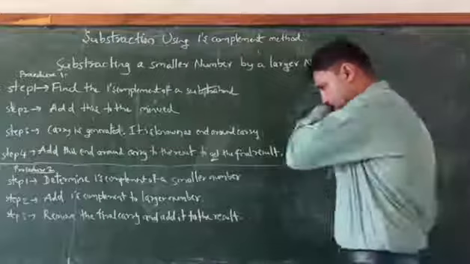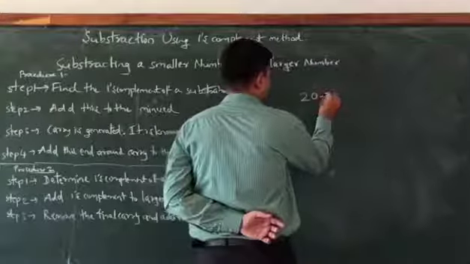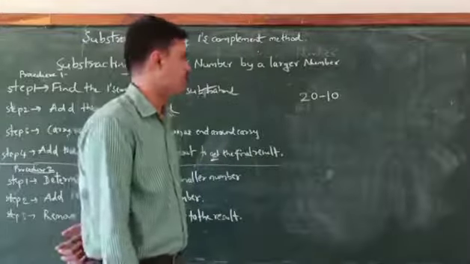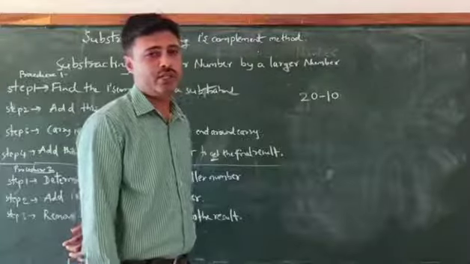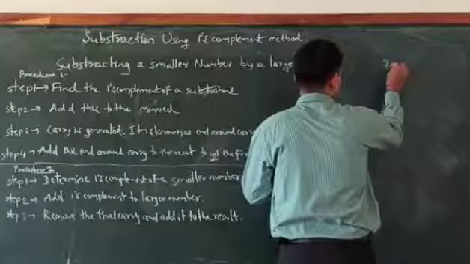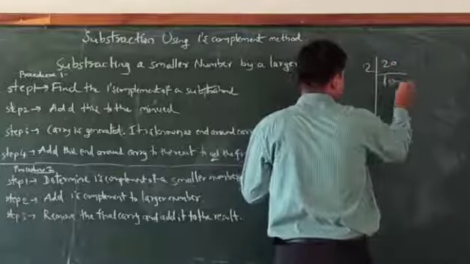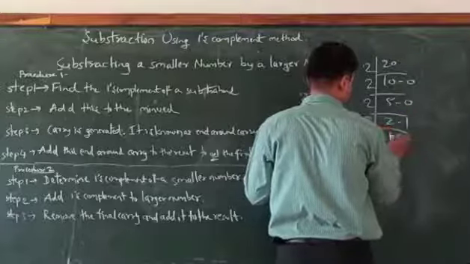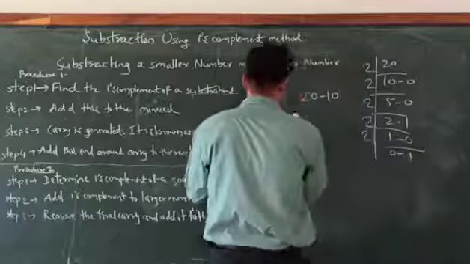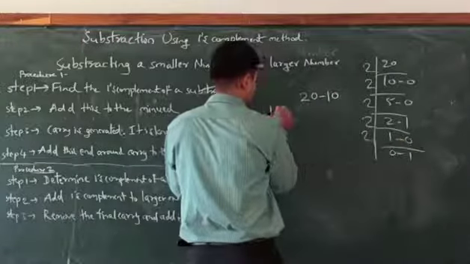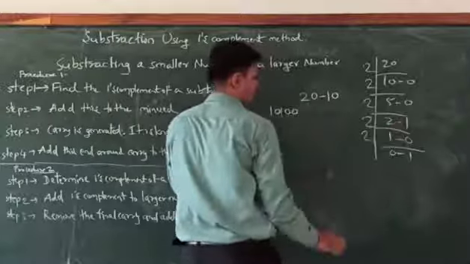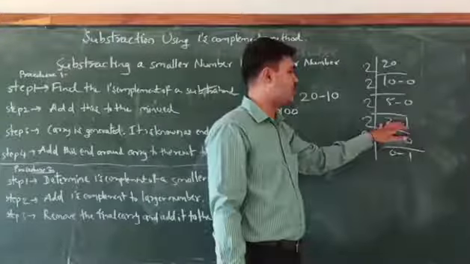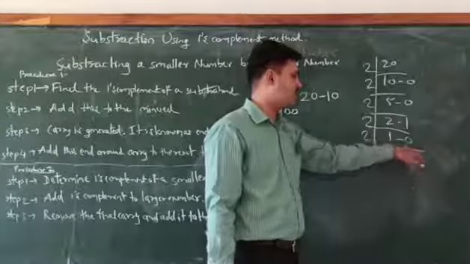Take another example. 20 minus 10, or 20 minus 6. Take any other number. So we need to convert the given number 20 to binary. 2 tens are 20, remainder 0, 2 5s are 10, remainder 0, 2 2s are 4, remainder 1, 2 1s are 2, remainder 0. The answer will be 1 0 1 0 0.